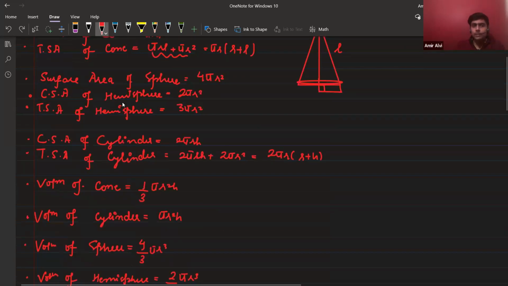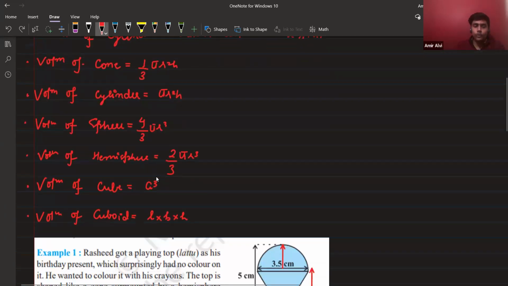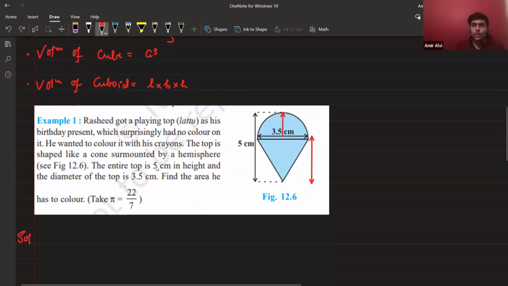Majority of the formulas are written in front of you. Like normal formulas: area of a square is what? A square. Area of circle is what? Pi r square. Area of rectangle is what? L into B. Yes or no? Is that clear to you? Yes, sir.